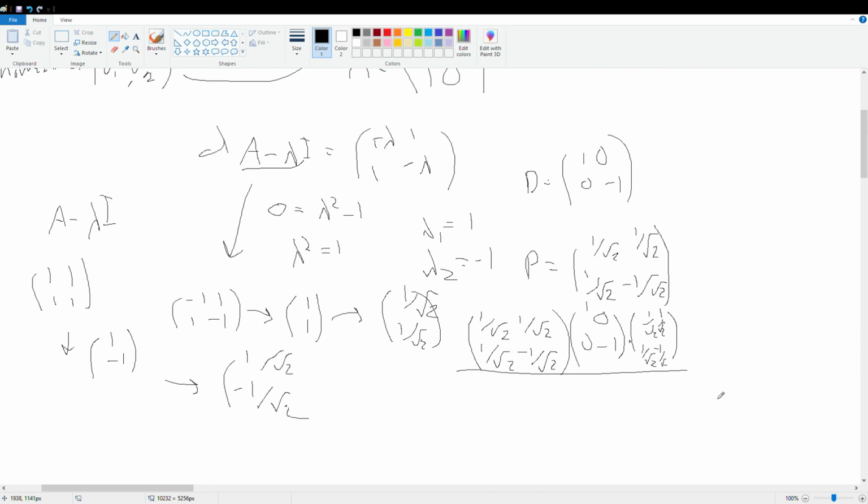In the next video, we're going to cover how to go about an orthogonal diagonalization for a matrix that may not have distinct eigenvalues and therefore may have non-orthogonal eigenvectors.